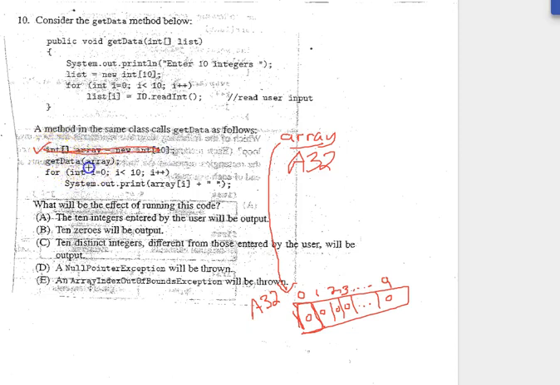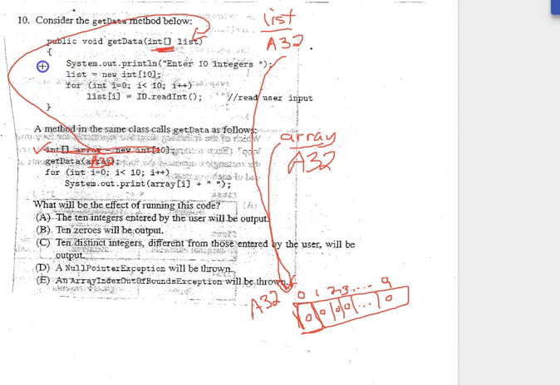Now we pass array as a parameter to getData. So really the memory address A32, or some memory address that's unknown to us, but it doesn't really matter. Just know that a memory reference is passed up here. So list, which is a local parameter, is a parameter that points to an array of integers. So it points to this object as well, just like array does.